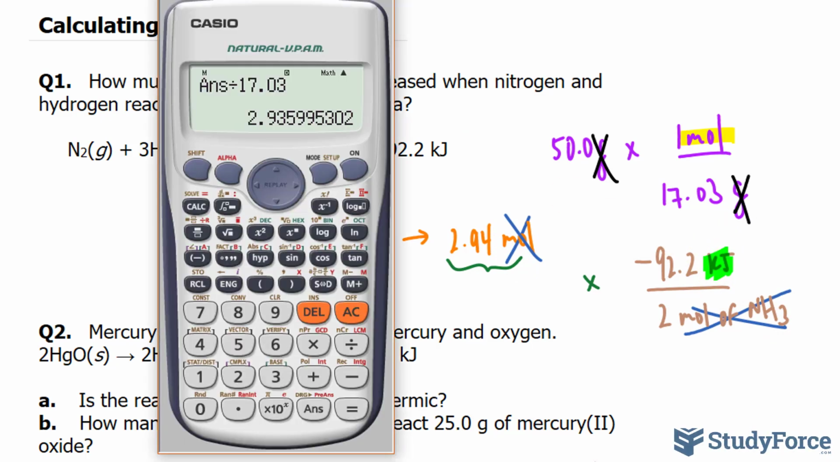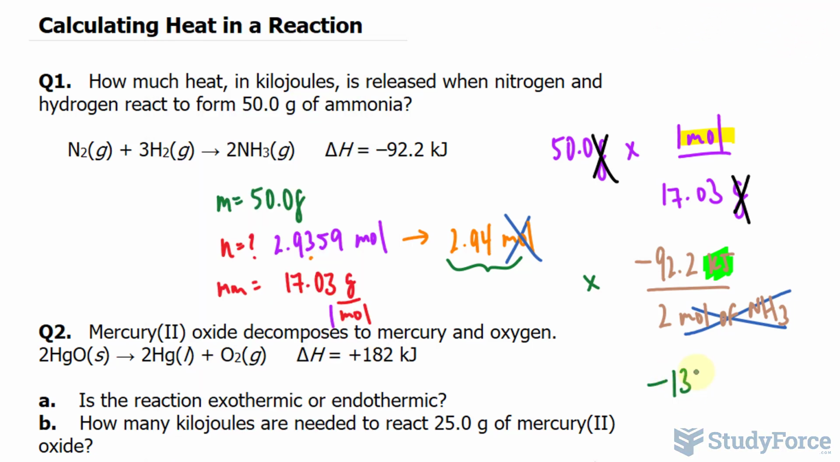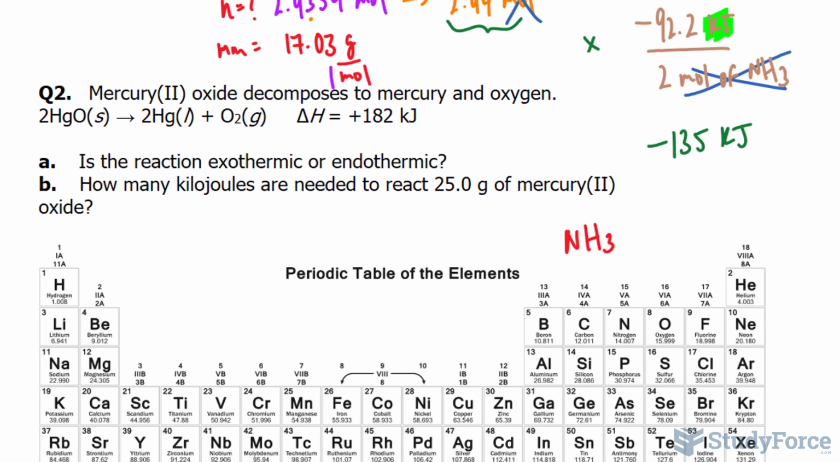The number on our screen, and notice that the number on our screen was the one that was not rounded. Technically, you don't want to round until the very end, so that's why we're using that number. Multiply 2, negative 92.2. Both are 3 significant figures. Divided by 2, we end up with negative 135 kilojoules. That is the amount of heat released when nitrogen and hydrogen react. Moving on to question number 2.